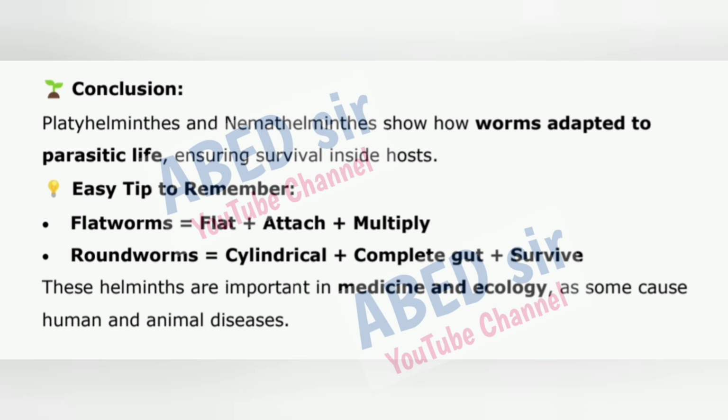Conclusion. Platyhelminths and nemathelminths show how worms adapted to parasitic life, ensuring survival inside hosts. Easy tip to remember. Flatworms equals flat plus attach plus multiply. Roundworms equals cylindrical plus complete gut plus survive. These helminths are important in medicine and ecology, as some cause human and animal diseases.